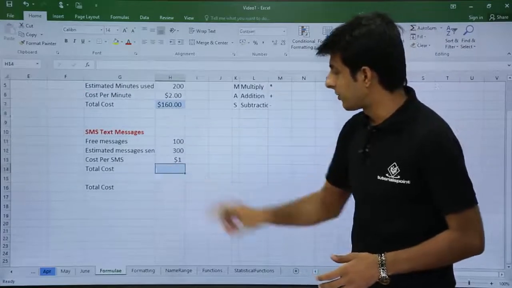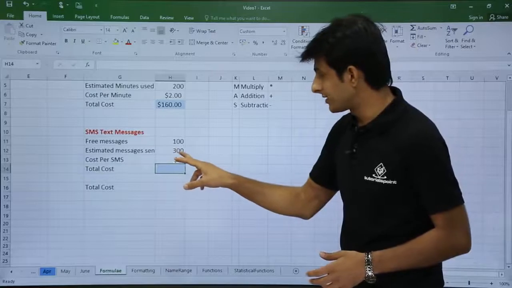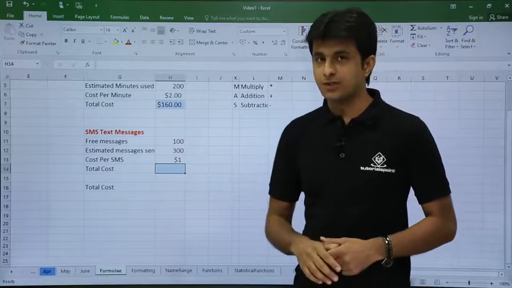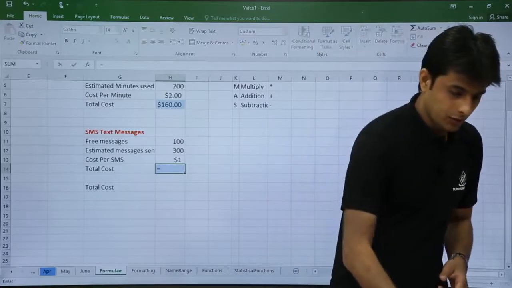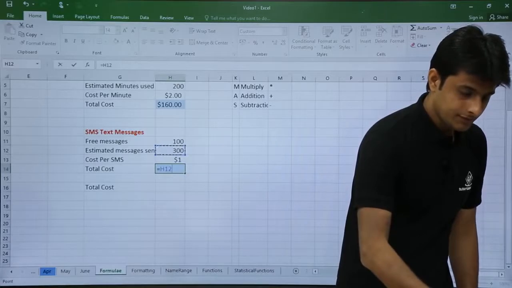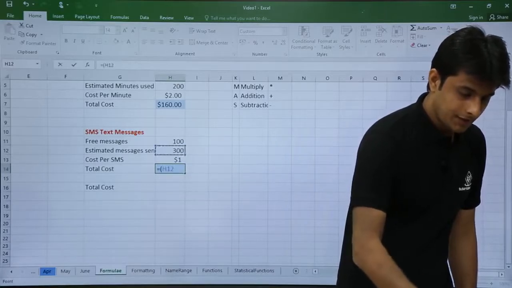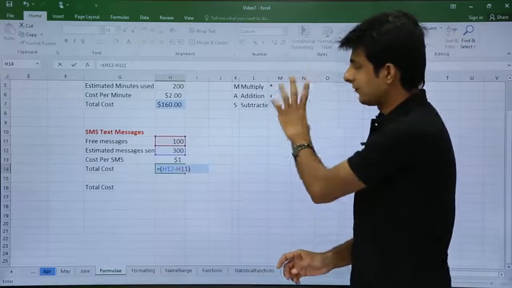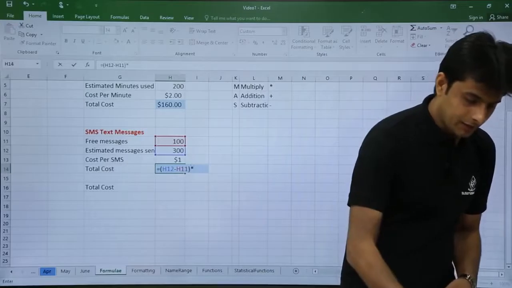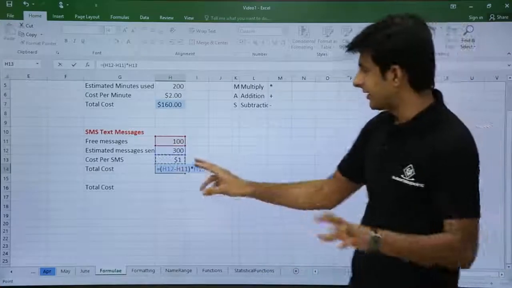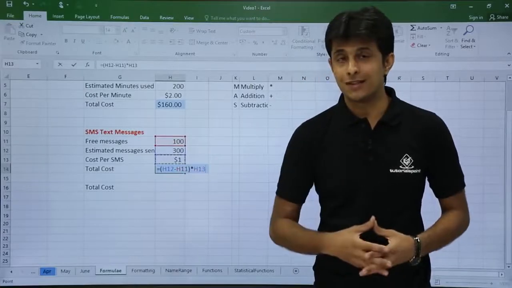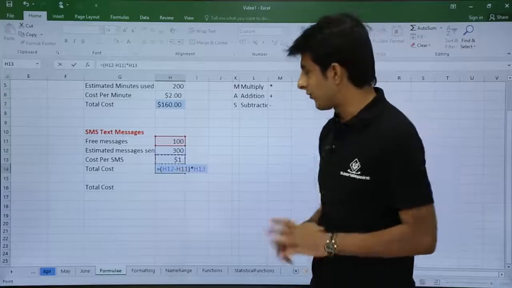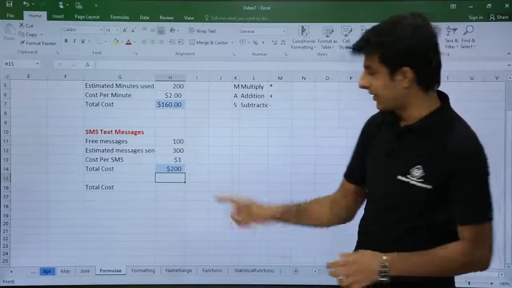Similarly, let's try one more option here. Estimated SMS is 300. I get 100 SMS free, and per SMS I'm charged $1. So I'll type here equal to, in brackets, estimated minus free SMS, and I've put it into brackets because that will be given as the first preference. Now I'll multiply that entire thing with $1. So, I have used an extra 200 SMS in a month. Per SMS I have been charged $1. So I'll get a charge of $200 when I press enter. So I'm getting the answer as $200.